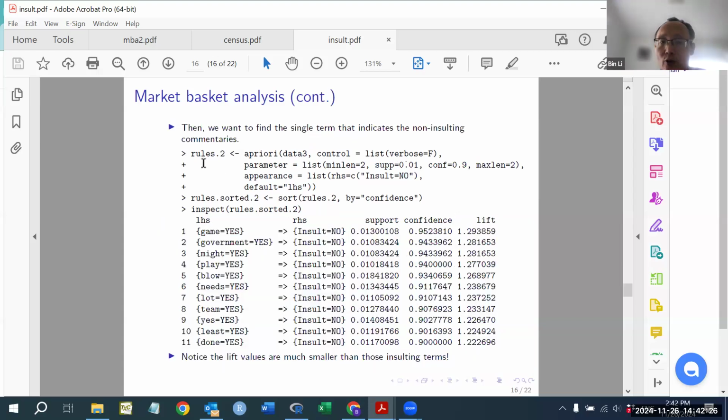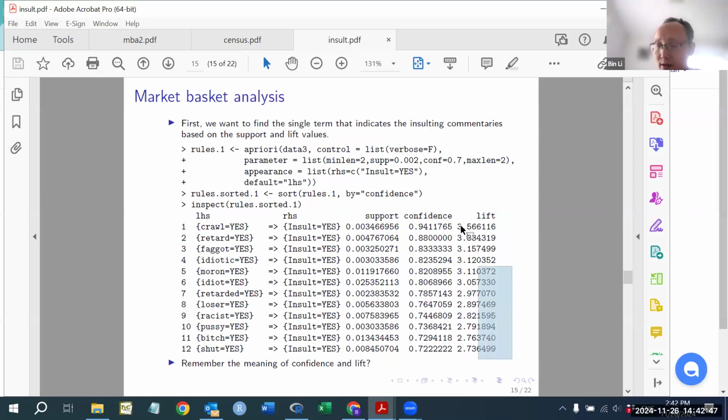Okay, and I do the same thing. Now this time I target the neutral comments. So the right hand side is insult equals no. And you can see these are the lift values, and you can see the lift values are much smaller for the neutral comments compared to the insulting comments.